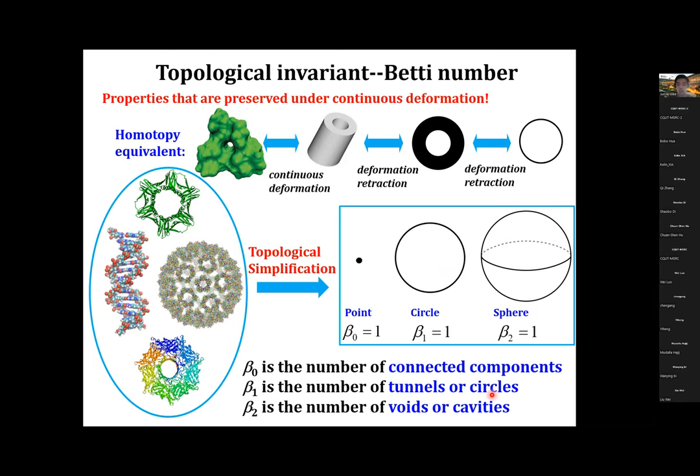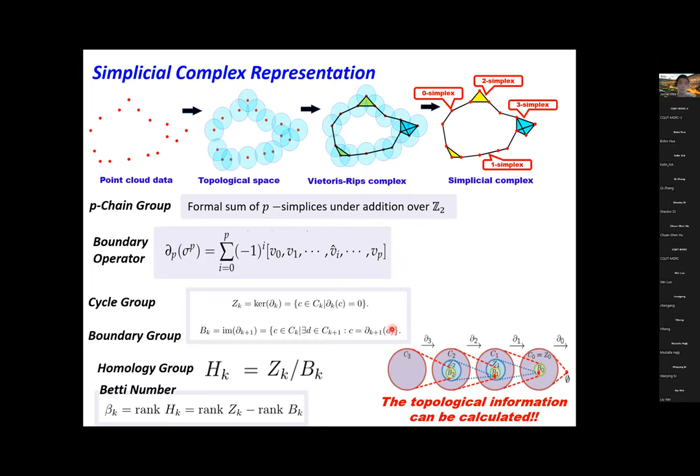In order to do that, we have to consider a point cloud data from our molecular structure, and we can construct all kinds of simplicial complexes. Common simplicial complexes are the alpha complex or the Vietoris-Rips complex, and thereafter we construct the relevant algebraic topological groups, and then we can extract the Betti numbers from there. With that, TDA can calculate this essential topological information from one particular simplicial complex itself.